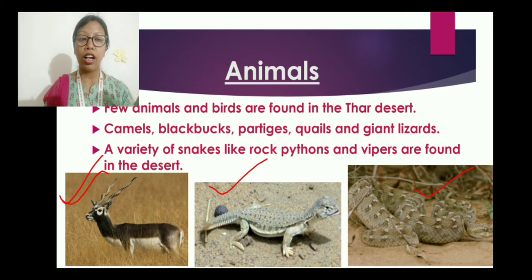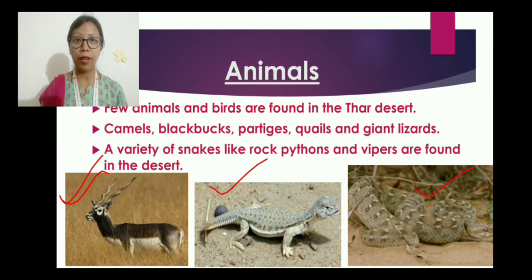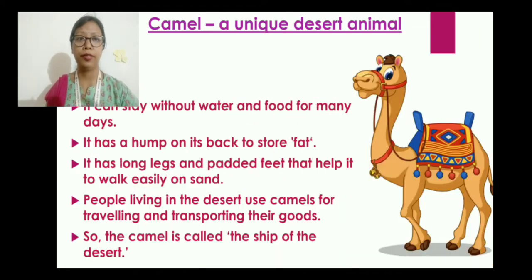Approximately you can say 25 kinds of snakes are found in the Thar Desert. So among the animals and birds, snakes play a very important part in the Thar Desert.